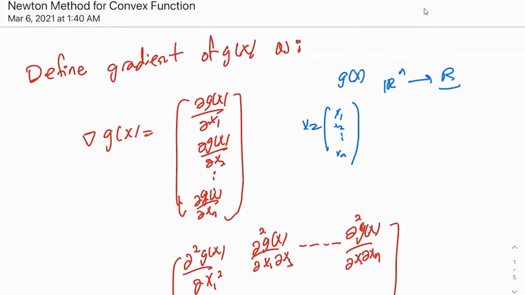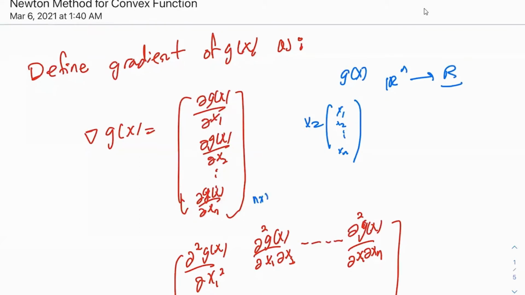Okay. In that case, the gradient of g of x, right, is defined as a column vector, has the same dimension as the argument inside g of x, right? Like argument inside g, which is x here. So here x is n by 1, so gradient will be n by 1 as well, right? And it's defined as a partial derivative of g of x with respect to each component, respect to x1, then respect to x2, all the way respect to xn. Okay, good.